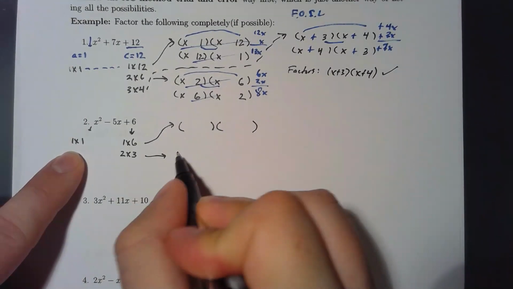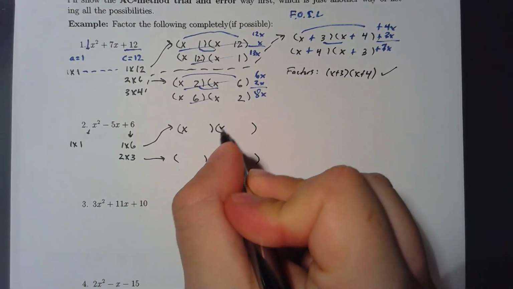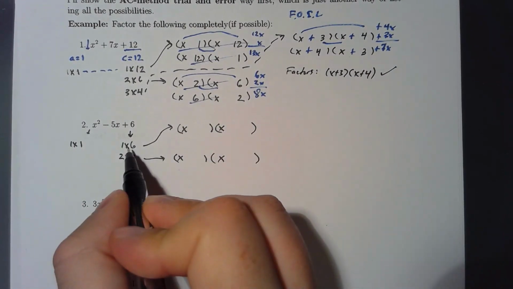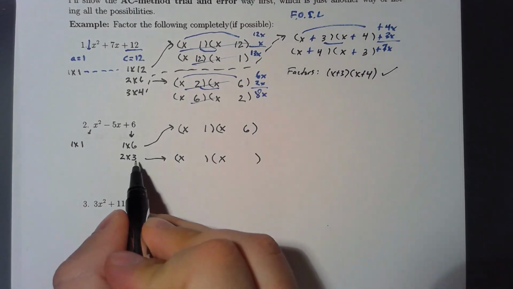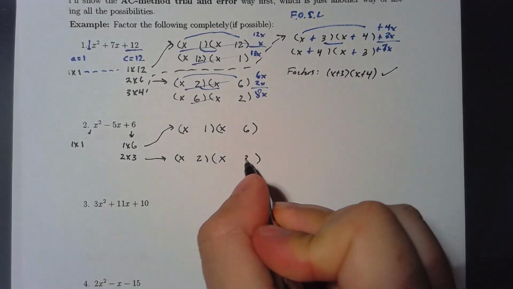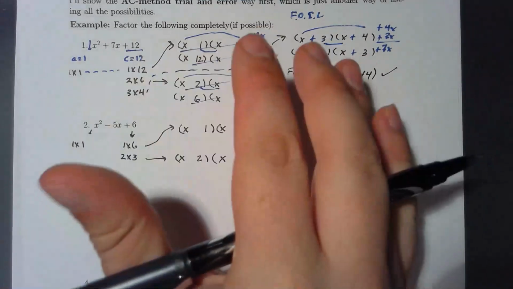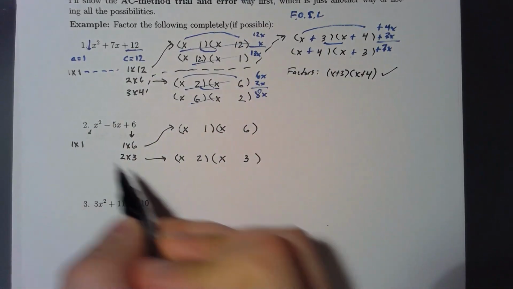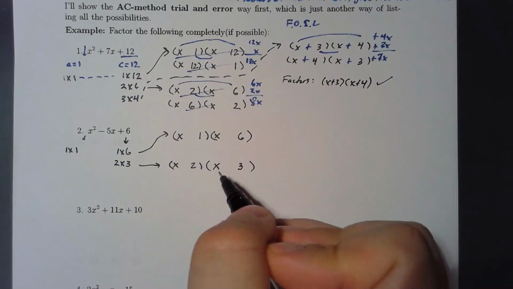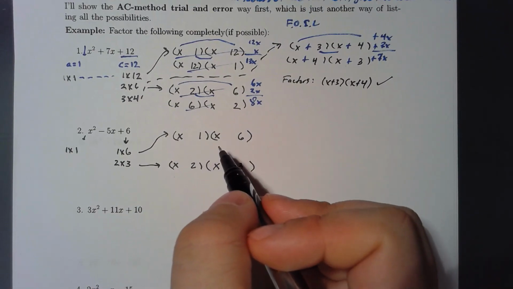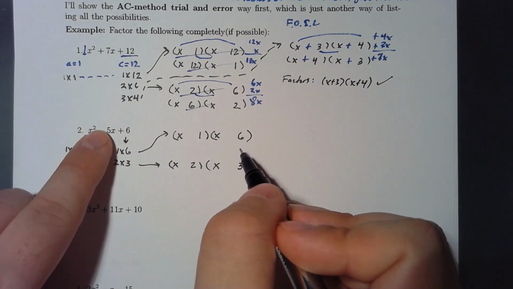And then the second one. I have a 1 and 1, so that means they're x in both cases. Now I could write this as 1 and 6 or 6 and 1, it doesn't matter. And I could write this as 2 and 3 or 3 and 2, it doesn't matter. I just listed it out initially because the leading coefficient here is 1. But as you'll see, I'll get to them when we get to them. So now I just have to pick the right one that's going to give me -5.